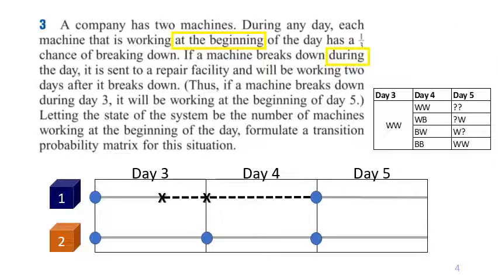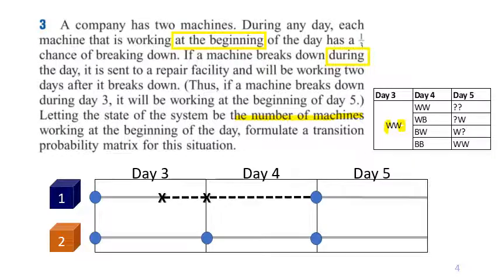The problem specifically wants us to define the state of the system to be the number of machines working at the beginning of the day. But I think it's a little bit more difficult to jump directly into the number of machines, so I will usually try to write down the story about the condition of each machine. Let's say at the beginning of day 3, the condition of machine 1 is working, and the condition of machine 2 is also working. So the first W means machine 1 is working at the beginning of day 3, and the second W means that the second machine is working.